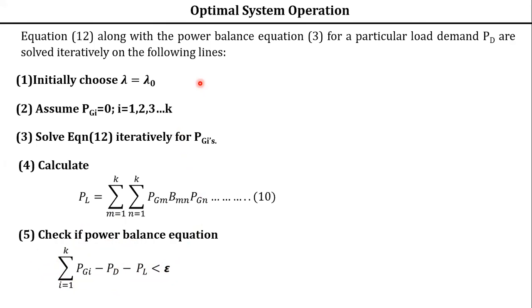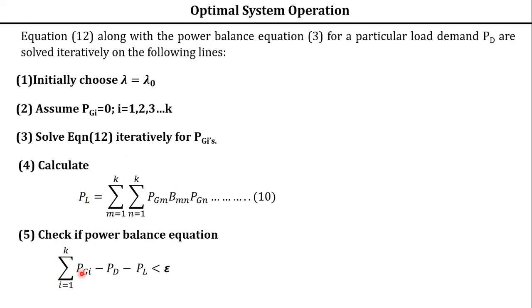If you don't assume it appropriately, then you will get improper values of generation. However, finally you will get the proper values because you are changing the value of lambda at each iteration. However, there is a rough procedure to select the lambda value. So now assume PGI, then solve iteratively, calculate the transmission loss, then check the power balance equation.